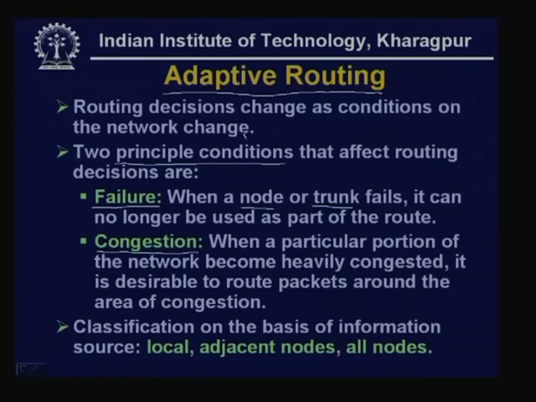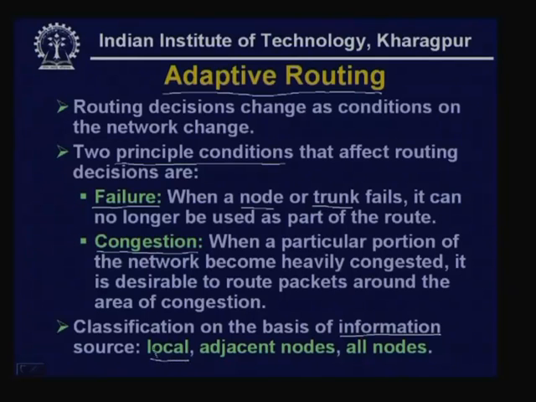The classification of these adaptive algorithms can be done based on the information source. There are three alternatives about the information source. Information source can be purely local. In such a case, information is gathered from that node itself. That means it may be the queue length on different links of a particular node, that is, how many packets have been accumulated in each of these links. So, this is purely local information that can be used for routing.